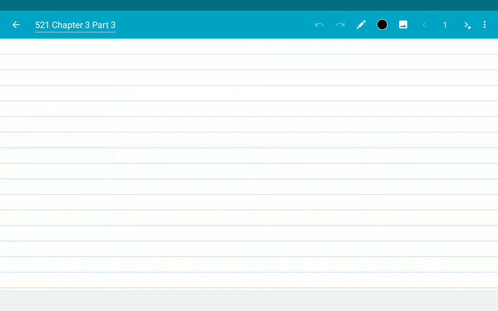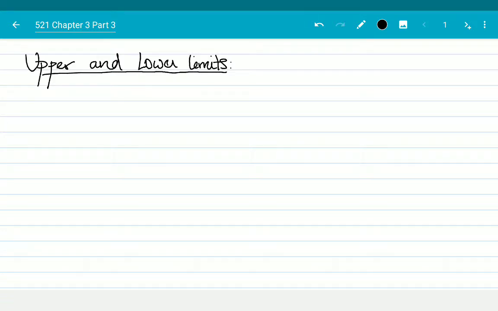Okay. Let us continue on sequences and look at what are called upper and lower limits. Definition.